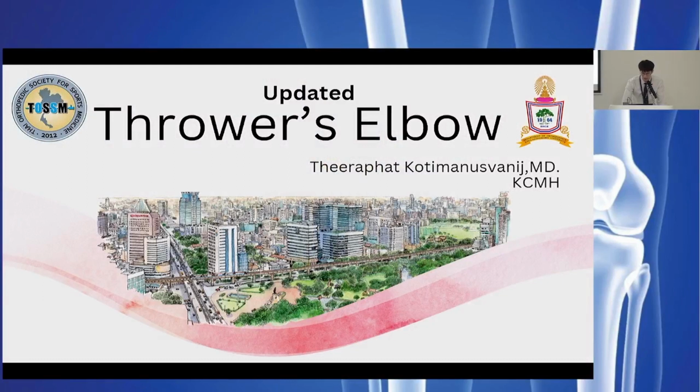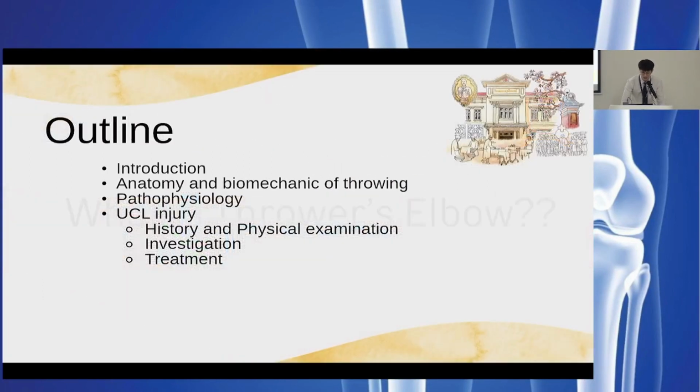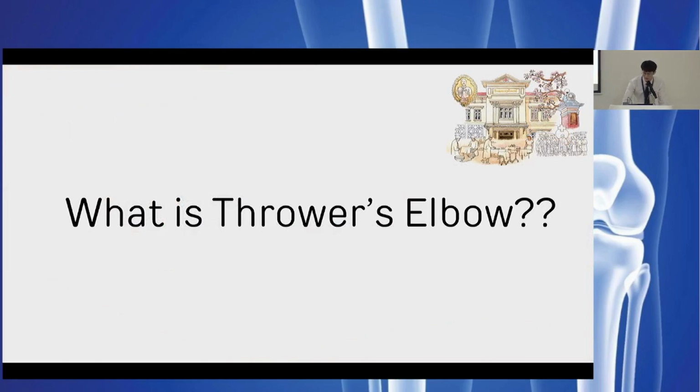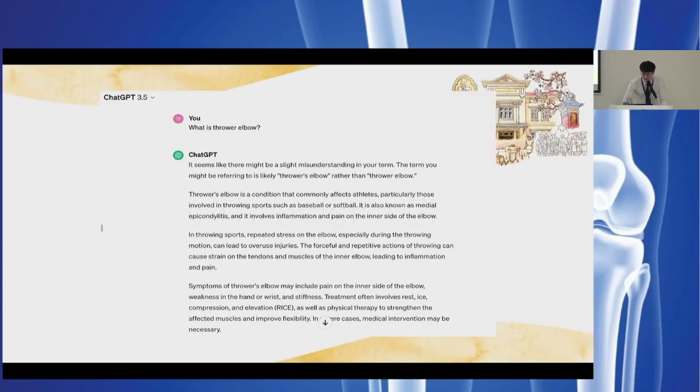For this period, the topic is named updated throwing elbow. First of all, I have to confess that when I was assigned this topic, it was my first time hearing of this disease. So the first thing that I did was ask ChatGPT. We have to accept that AI technology improves so fast. So let's take a look.